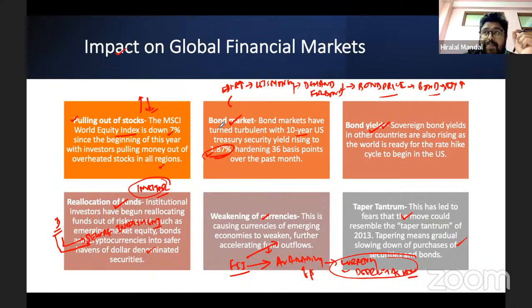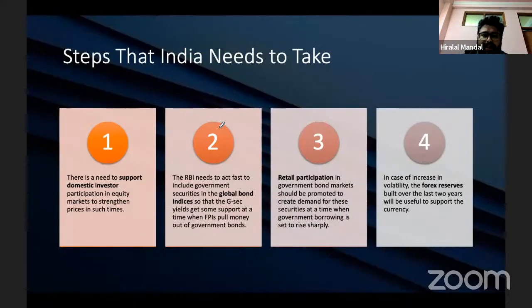RBI has stopped purchasing the government securities from the market. All right. So demand for bonds has gone down. As a result, the bond price has gone down and the bond yield has gone up, in the range of 6.6 to 6.8%. All right. So that is the kind of situation that you can see with India. So this is the relationship.